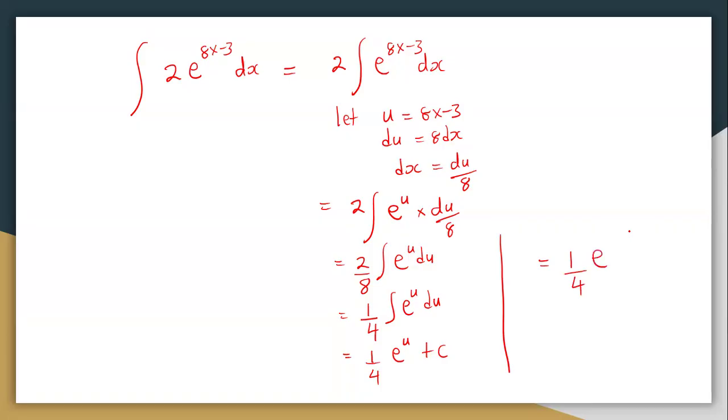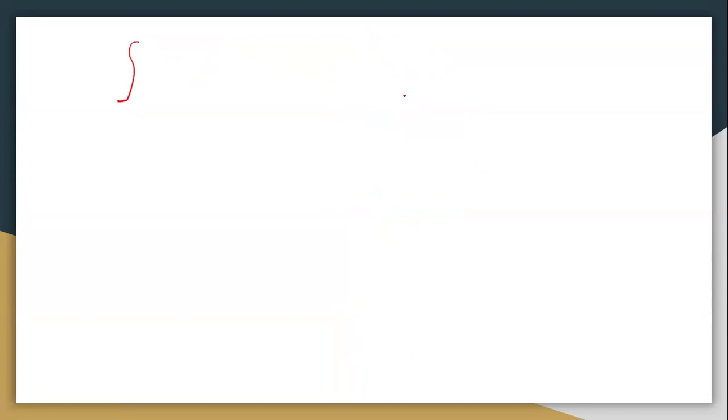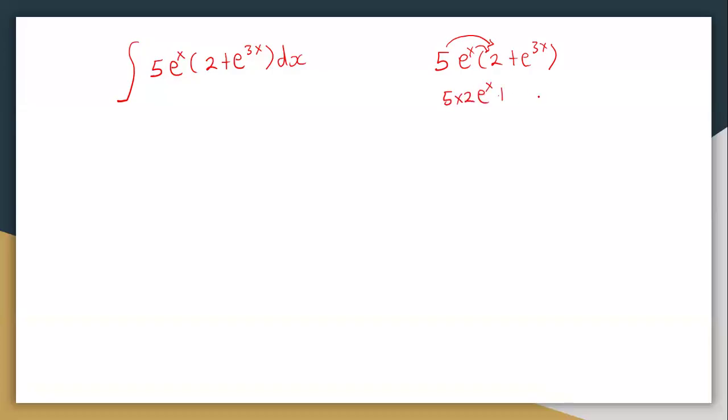I can have another one, an integral of 5e^x times (2 plus e^(3x)) dx. Now, when you are dealing with such a number, the first thing you have to do is open up your brackets. So when the 5 enters, it affects everything. The same with e^x. So I'll have 5 times 2e^x plus the 5e^x times e^(3x). So 5 times 2 gets 10e^x, then plus 5e^x times e^(3x).